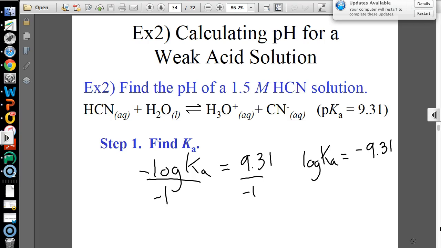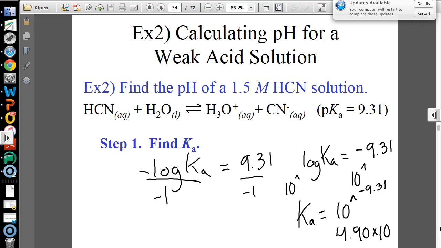And to make that log go away, I'm going to raise both sides, make them powers of 10. So I have Ka is equal to 10 to the negative 9.31. And I'm going to put this in my calculator, and then I'm going to write the exponents down too this time. Okay. Y'all catch me, I'm definitely prone to mess up. Alright, so I got basically 4.90. So my Ka is 4.90 times 10 to the something, and I walked away and forgot. Negative 10, okay, cool.